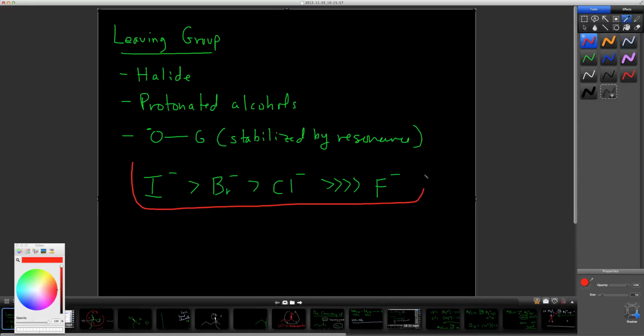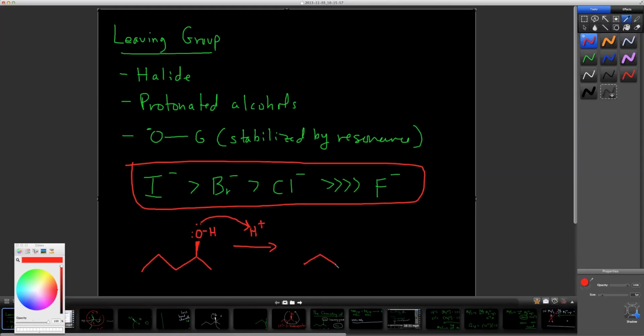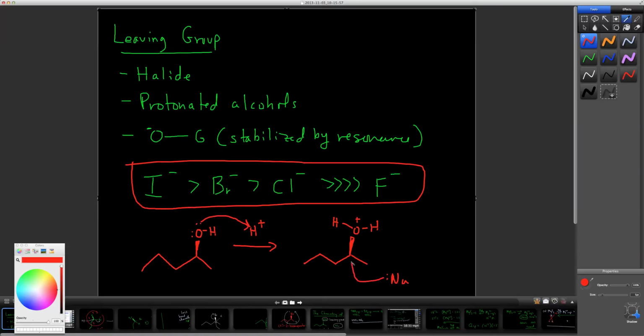Also, if we have an alcohol as a reactant, it can undergo the SN2 or the SN1 mechanism, but we typically would need to react it with an acid. And the whole idea of reacting it with a strong protic acid would be to convert it to a better leaving group. So in this example, I have a positively charged oxygen. If I were to attack with a nucleophile now, water is a much better leaving group.